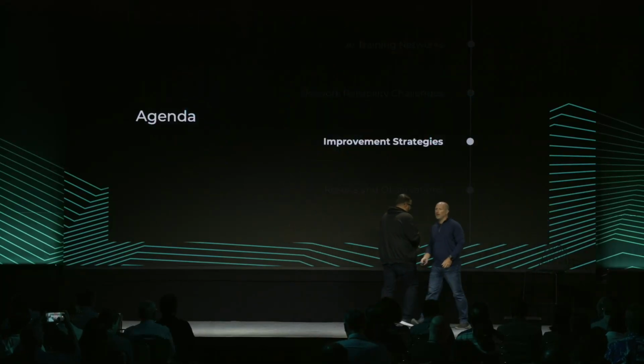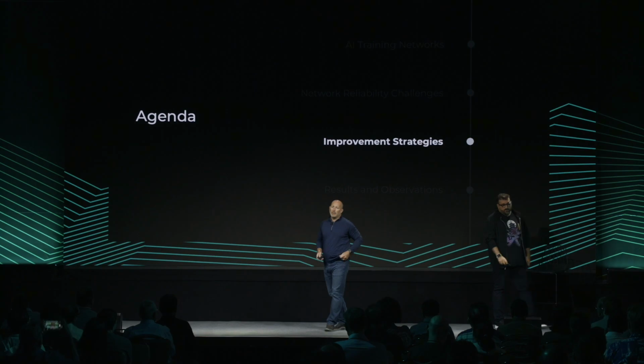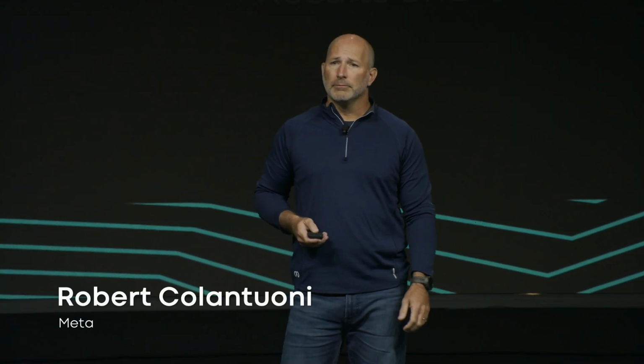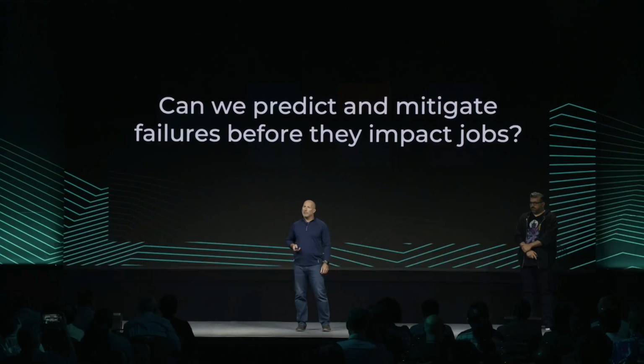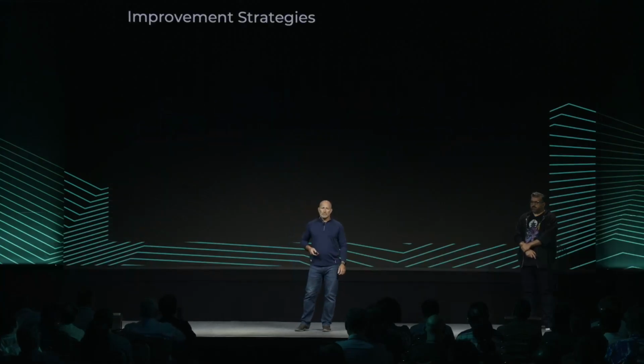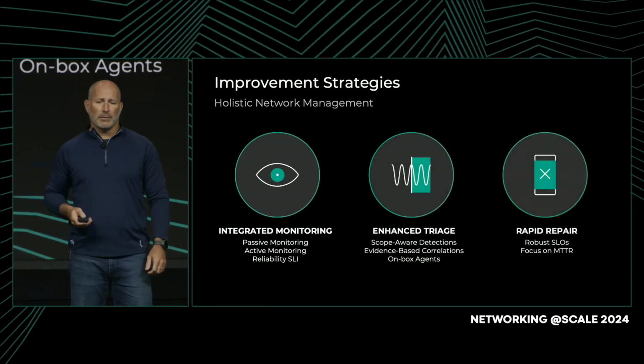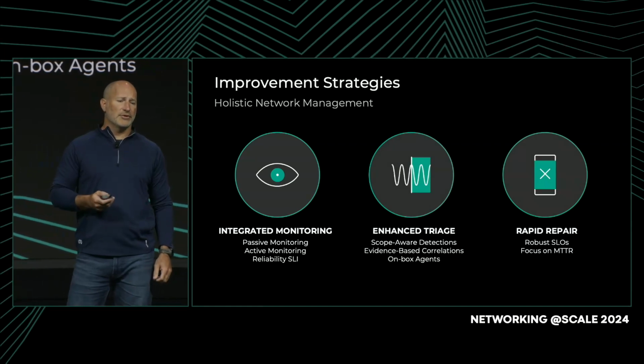Thanks, Jose. With these challenges in mind, let's talk about how we've evolved network tooling and processes to support large-scale training jobs here at Meta. Our starting point was to ask the following question: can we predict and mitigate failures before they impact jobs? So let's explore. To evolve our approach to network management, we focused on 3 strategic themes.